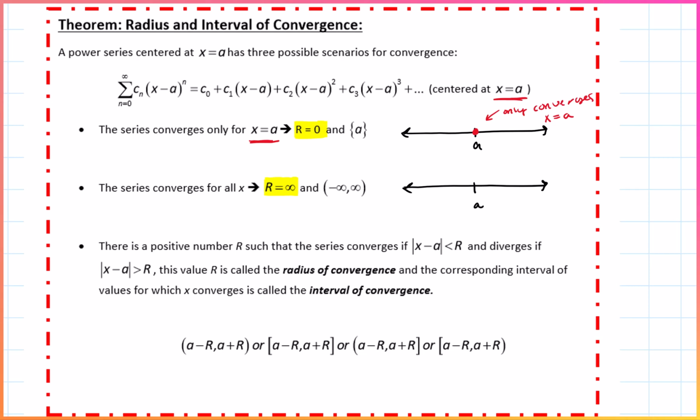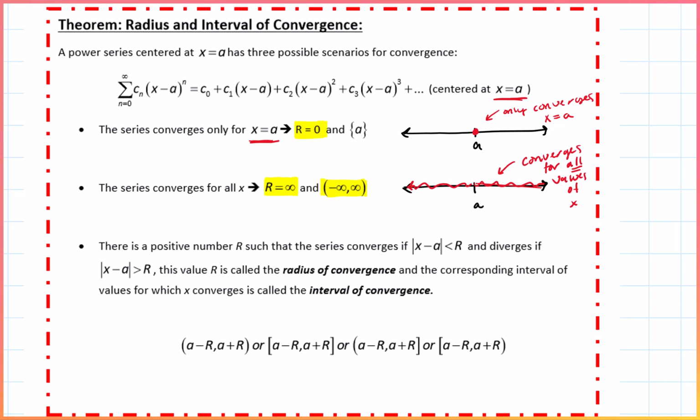Now, the other extreme possibility is that the radius is infinity. So from a, we converge for all values of x to both the right and to the left of a, giving us a radius of convergence of infinity. It converges for all values of x. So that gives us what we call an interval of convergence of negative infinity to infinity. We can go in either direction an infinite distance and still have convergence. We converge for all x's. You could also say you converge on the set of real numbers.